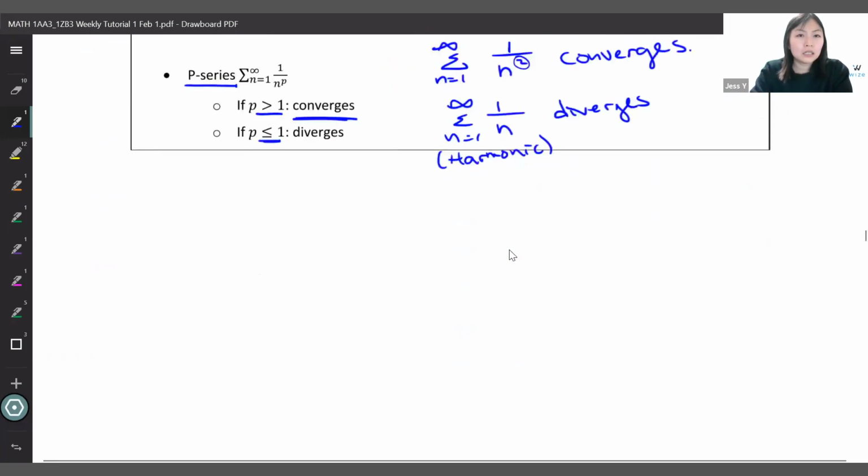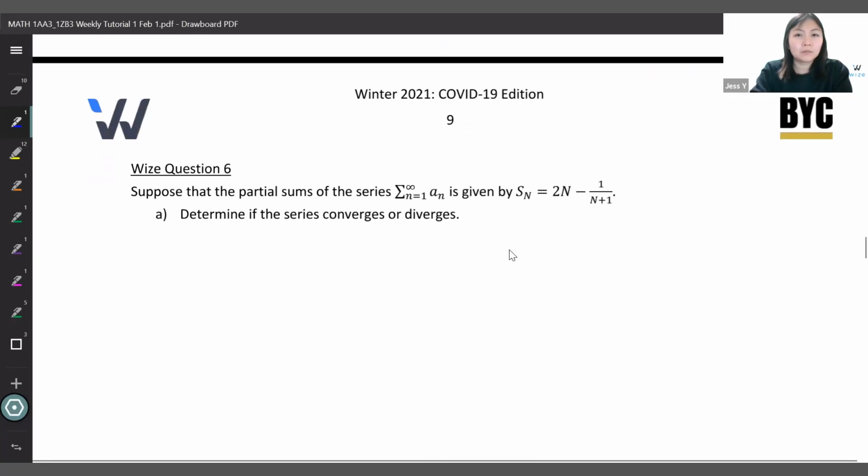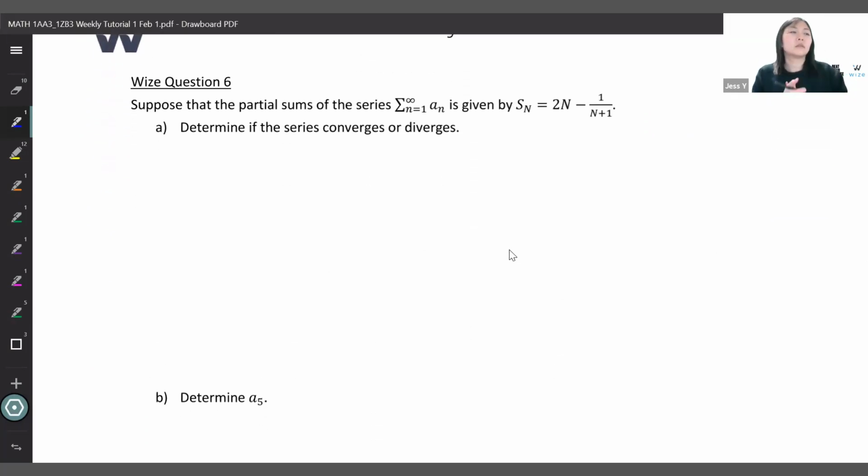Let's sink our teeth into some questions now. Okay, so we learned partial sums so far for series, and we learned geometric and p-series. Cough, cough, hint, hint, might be helpful later on when you're doing assignment 3, maybe.